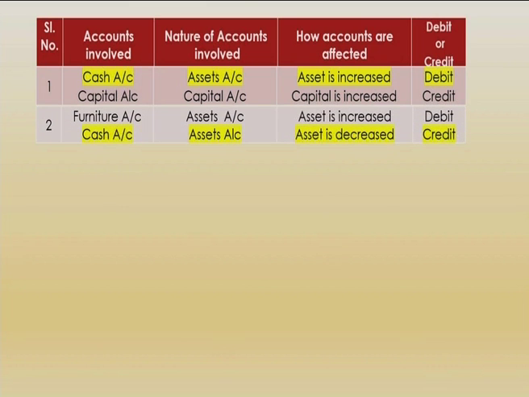Second transaction is purchasing of furniture. Furniture is an asset, asset is increasing in the business, therefore it is debited. Cash is going out, cash is an asset. When there is decrease in asset, it is credited.